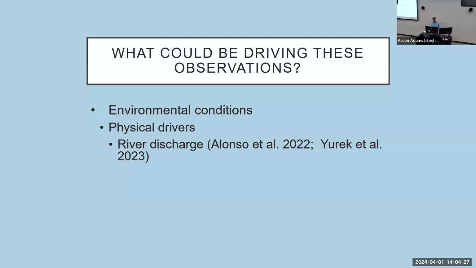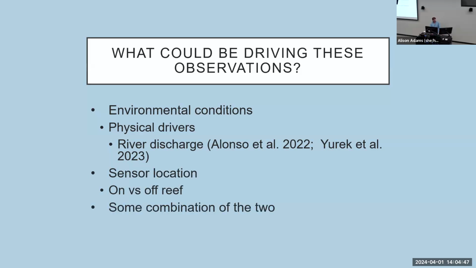So that's one that we wanted to keep in mind, as well as some others I'll talk about in a second. Additionally, for the pilot project, those sensors were much closer to the reef. And so is there some interaction between the physical reef structure and the salinity we're seeing at a localized level, as compared to the Lone Cabbage Reef restoration sensors, which were placed further off reef? Or is it some combination of the two?